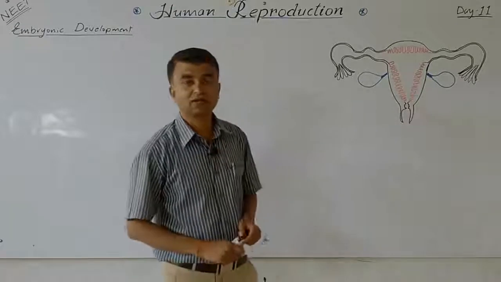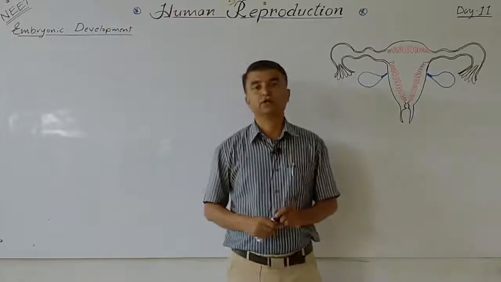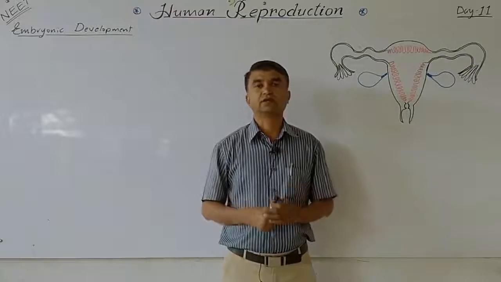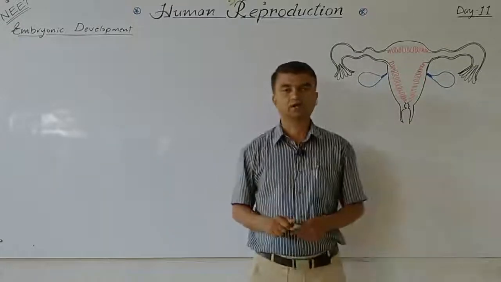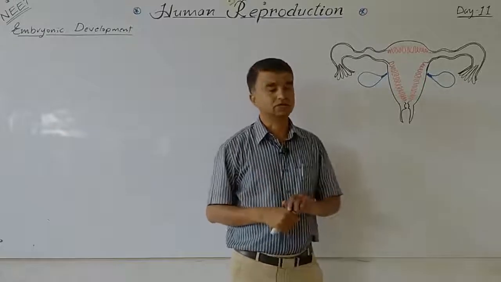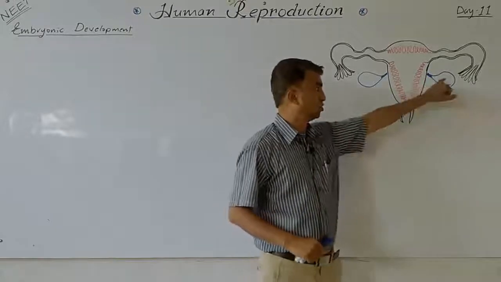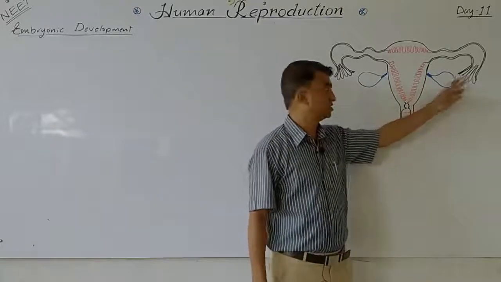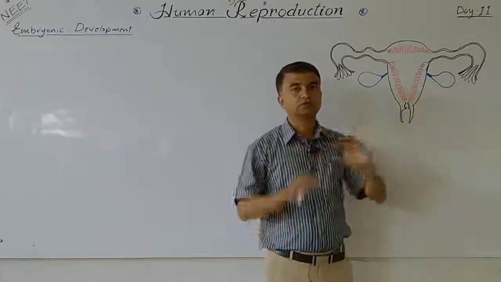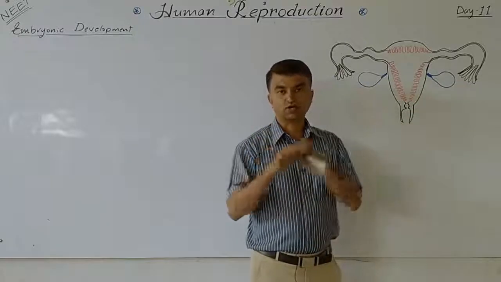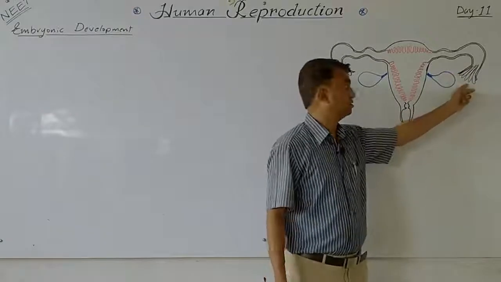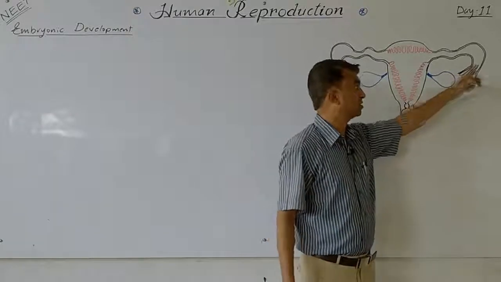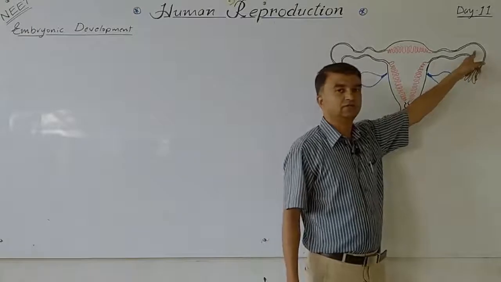In the last class we covered the major event of human reproduction, that is fertilization. So what actually occurs? Ovulation occurs exactly on the 14th day. That is nothing but the secondary oocyte, which is covered by the zona pellucida and the corona radiata. The secondary oocyte is suddenly taken by the fimbriae of the infundibulum, and it enters into the fallopian tube.